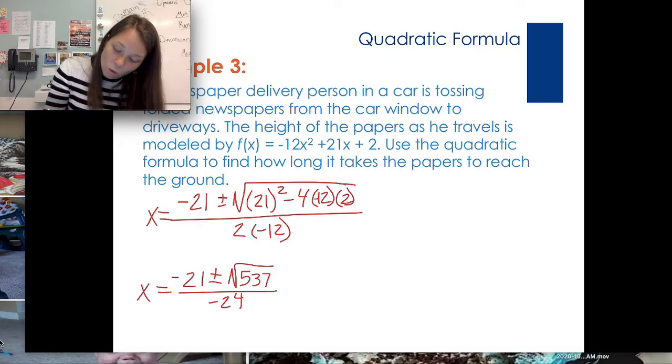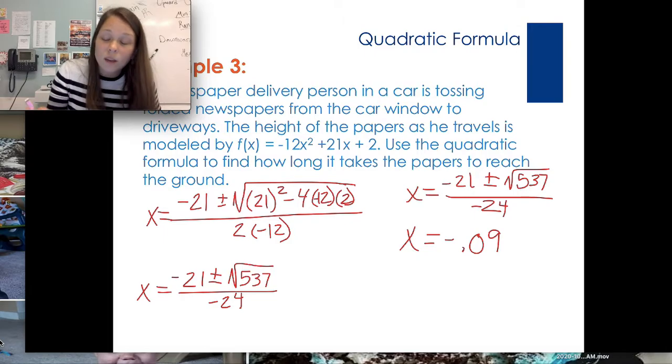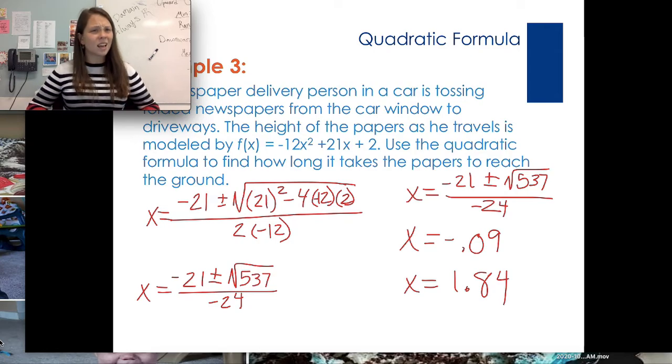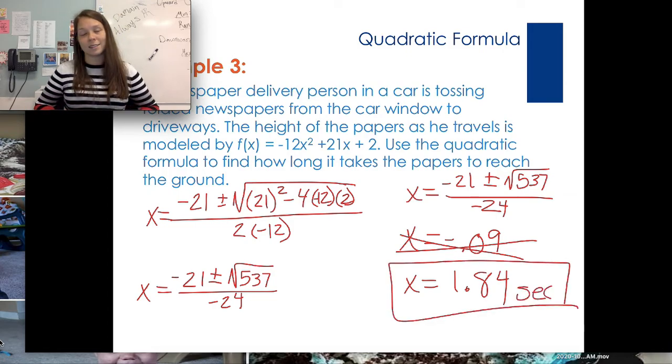So we need to figure out, well, what is negative 21 plus the square root of 537, and then that divided by negative 24, and that gives us approximately negative 0.09. And then if we do that the other way, negative 21 minus the square root of 537 divided by negative 24, we get approximately 1.84. Well, we're talking about time here. Does having a negative number make sense for time? No, it doesn't. That's nonsense. So our answer is the second one, and it takes 1.84 seconds.